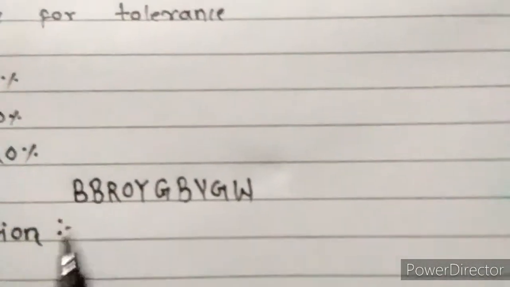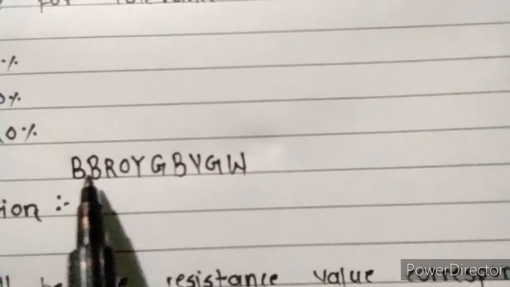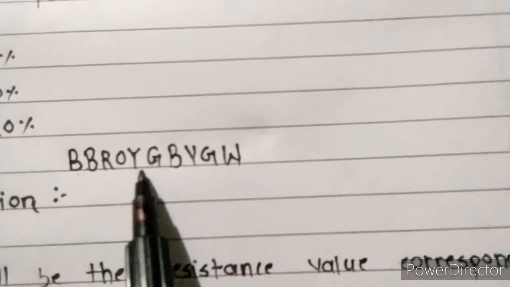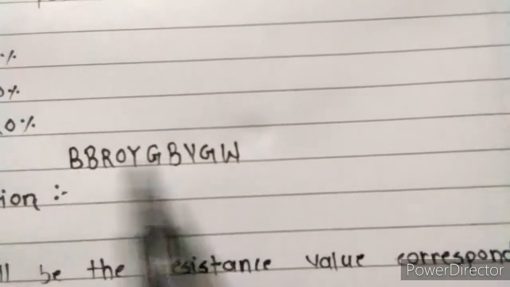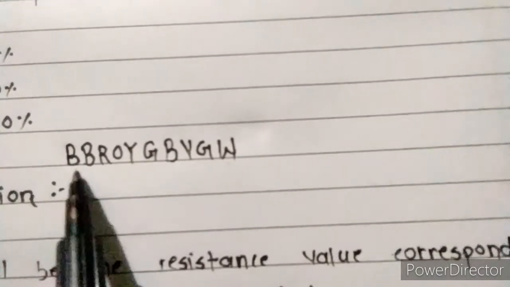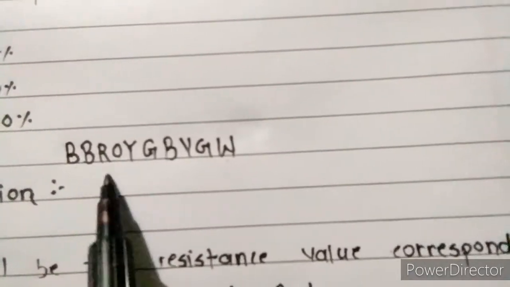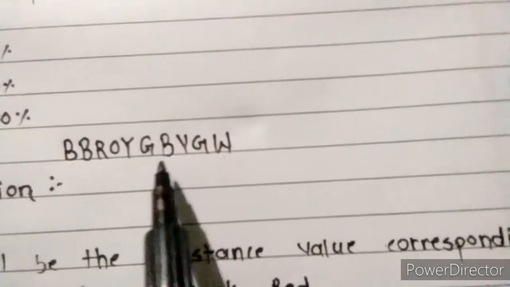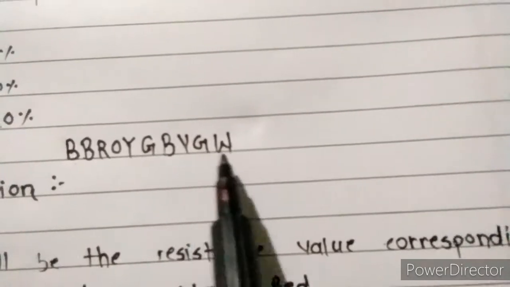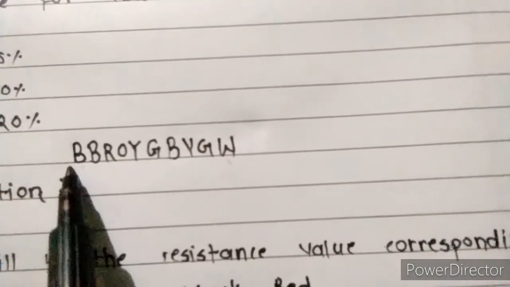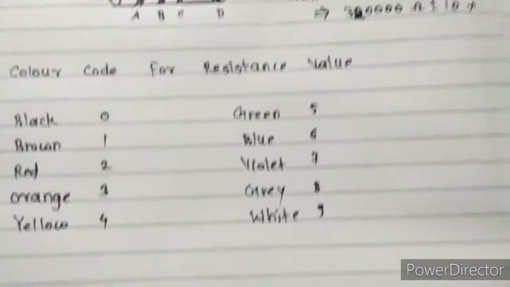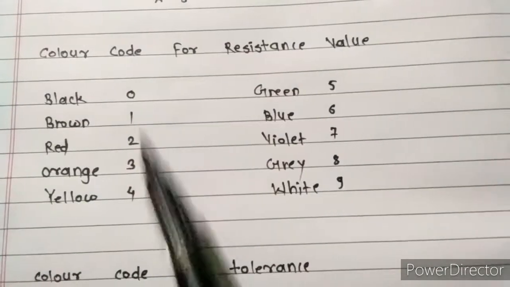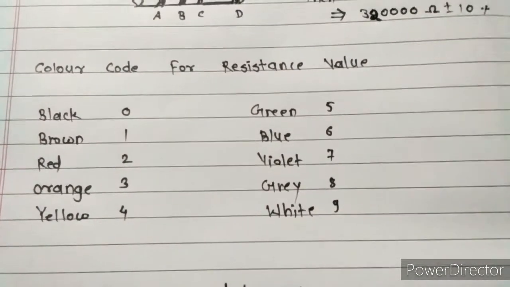You can remember these numbers with this trick, that is BB ROY, Great Britain, Very Good Wife. So this is a trick to remember the colors. It means black, brown, red, orange, yellow, green, blue, violet, gray and white. Just remember this trick, and you can easily get the colors with their coding.